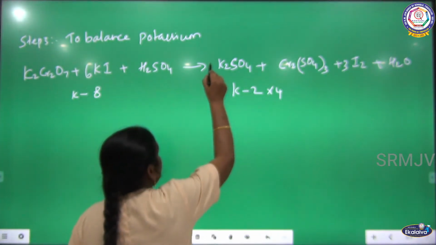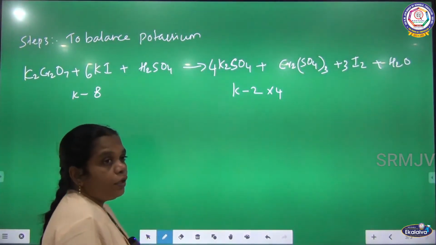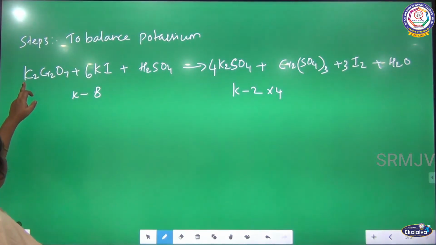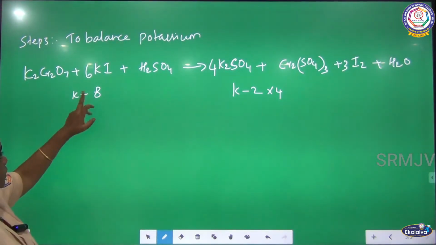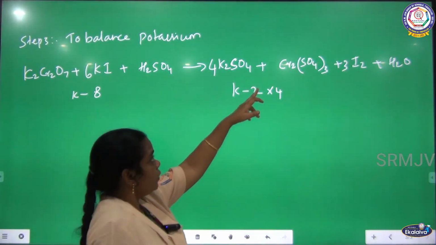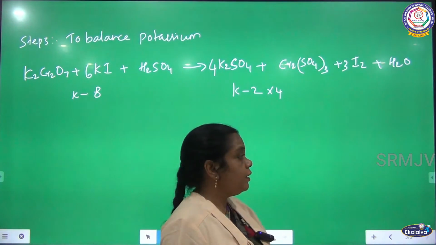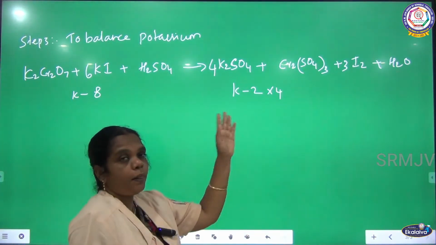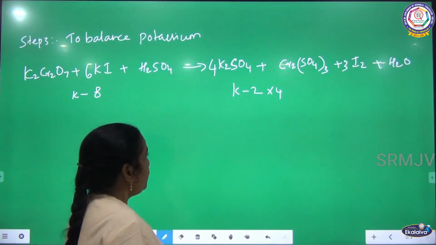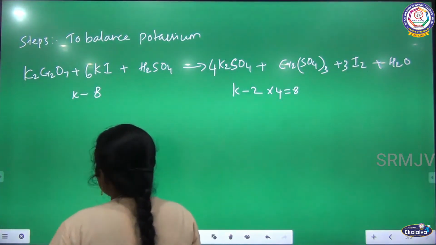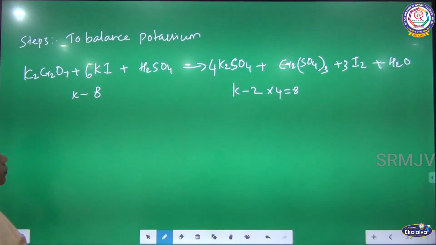If you multiply this by 4, what is going to be balanced? Potassium. Now 2 plus 6, 8. Here 4 into 2, there is no other combination with potassium, only a single combination on this side. So potassium is balanced. Now both sides become 8. And next we want to balance the remaining atoms.